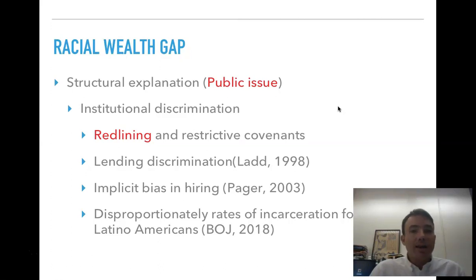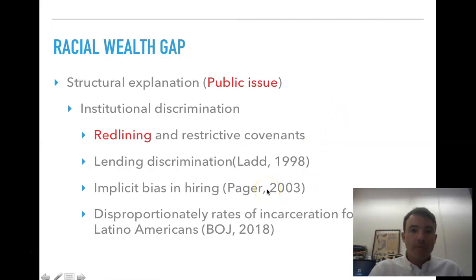We also can look at lending discrimination. So Ladd, in his 1998 piece, detailed the way that many mortgage lenders were discriminating either overtly or implicitly against minority home buyers. Essentially, these folks were getting higher interest rates than their white counterparts. They were being shown homes in neighborhoods that had high levels of racial segregation, and essentially they were paying more for financial services related to housing than their white counterparts.